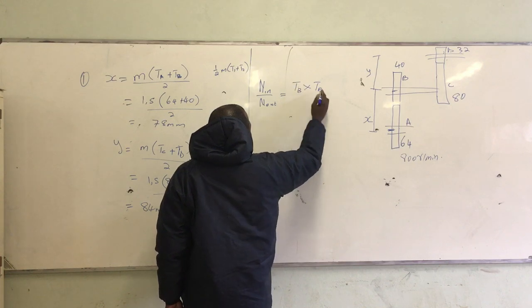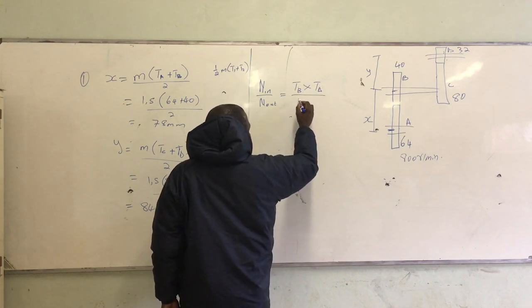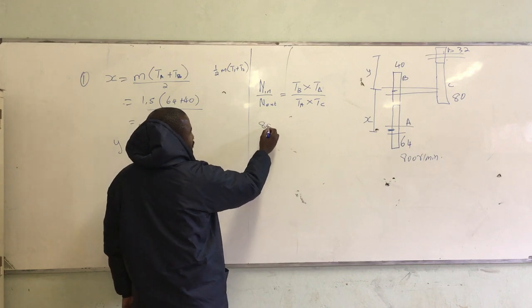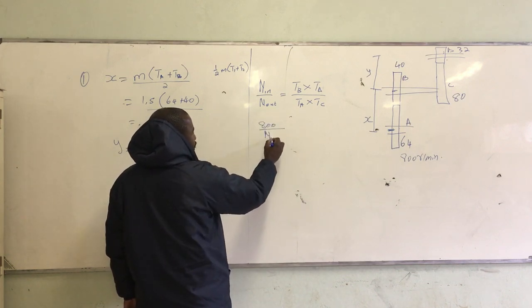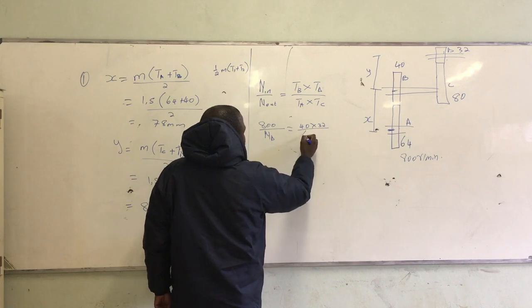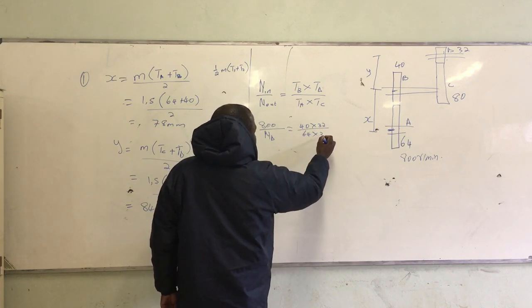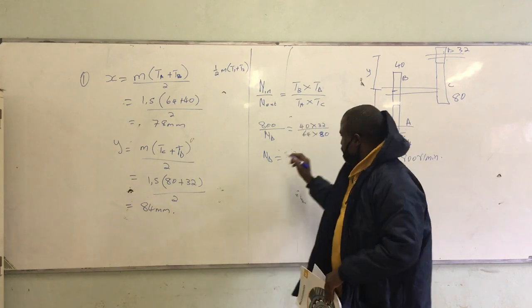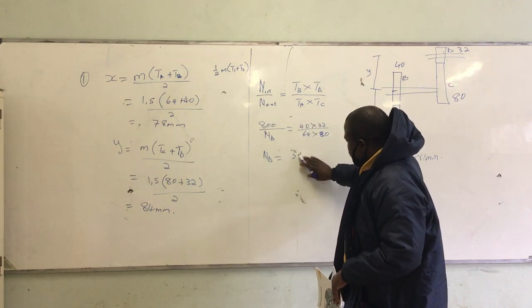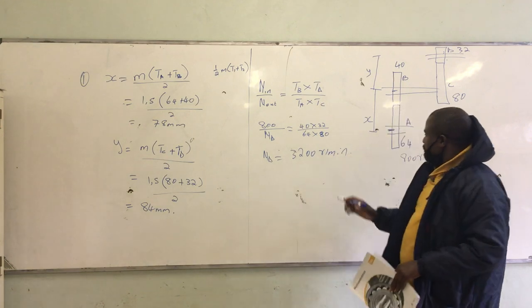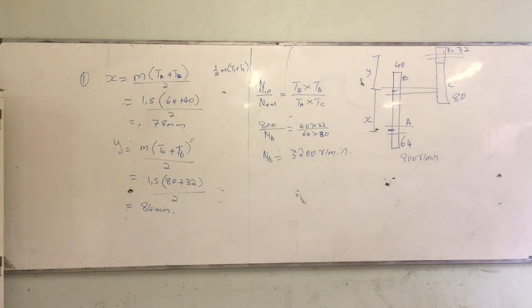Over TA times TC. So input speed is 800, all over output speed ND. That will be 40 times 32 over 64 times 80. And what do you get as your ND? 3,200 revolutions per minute. Yes, that is the speed you were supposed to get.